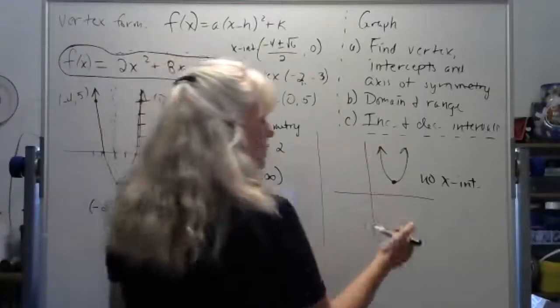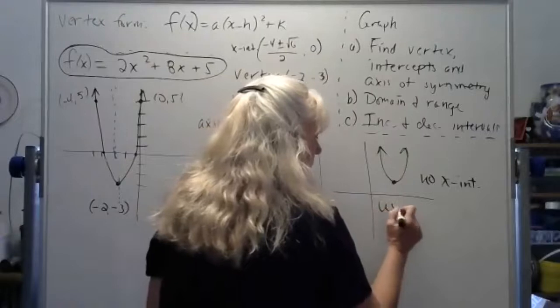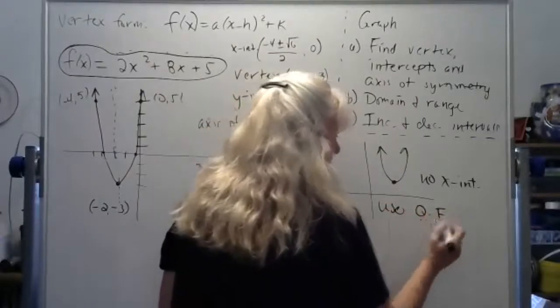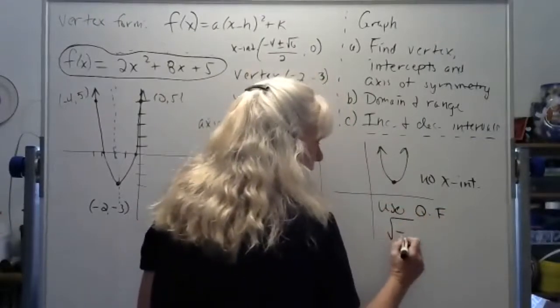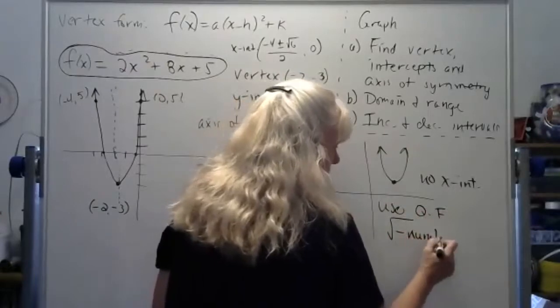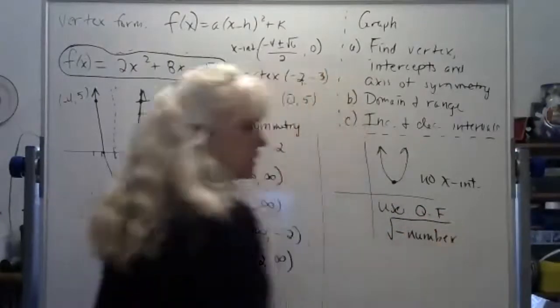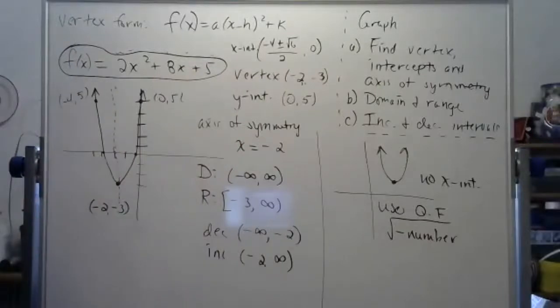How would you know this? Well, when you use the quadratic formula, you end up with the square root of a negative number, which takes us into imaginary solutions, which tells us it has no x-intercepts.